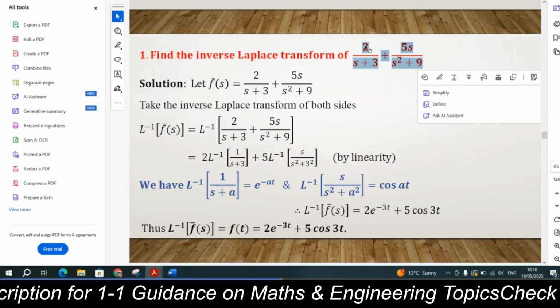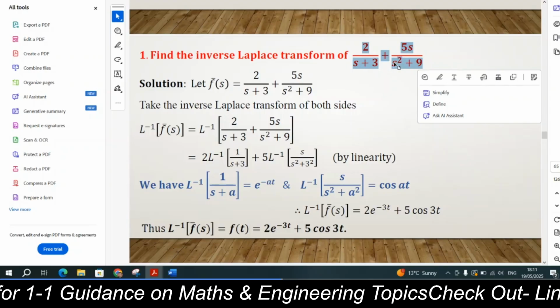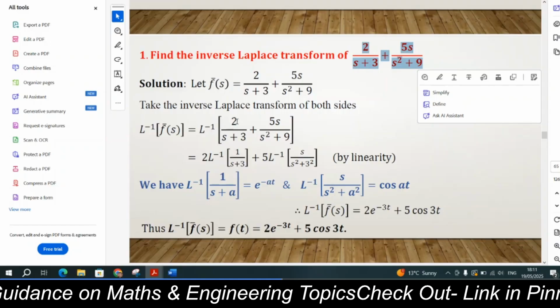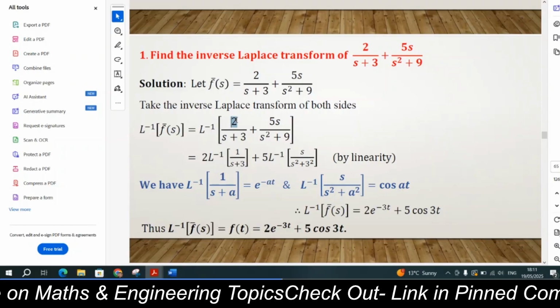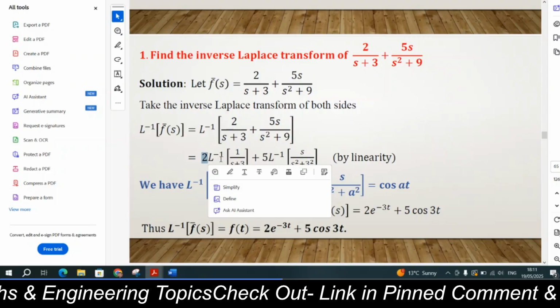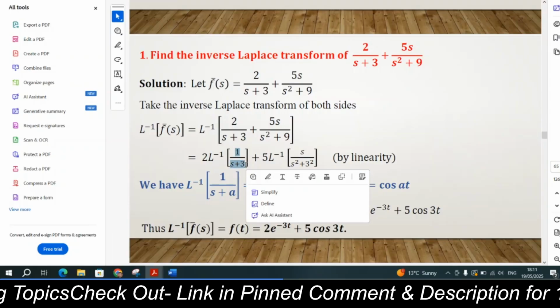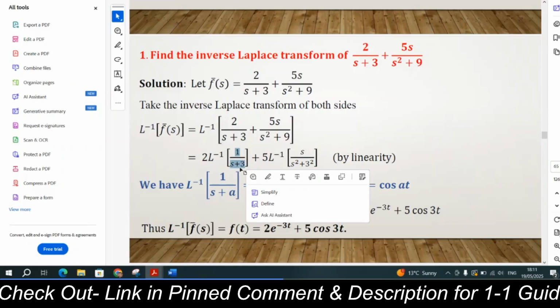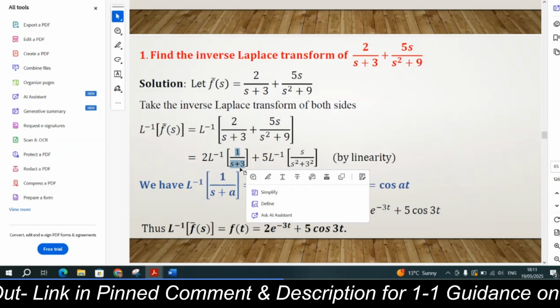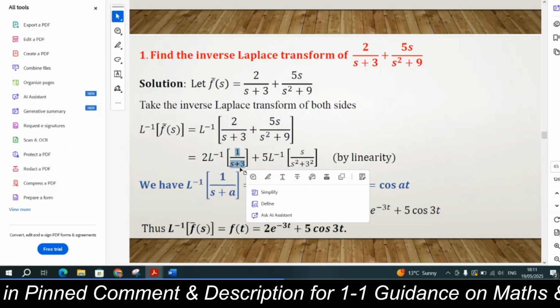Now we'll look at some examples. Find the inverse Laplace transform of 2 over s plus 3 plus 5s over s square plus 9. Over here, first of all, you can use the linearity property. So 2 over s plus 3 will be separate, 5s over s square plus 9 will be separate. Now you can take out the constant as well. So 2 comes out over here, and 5 comes out over here.